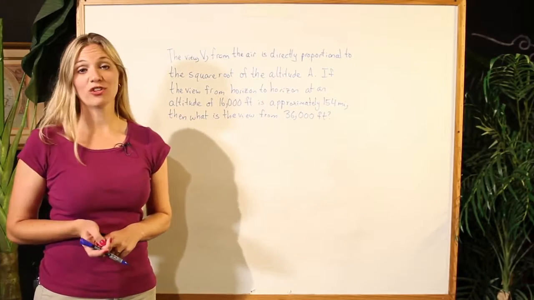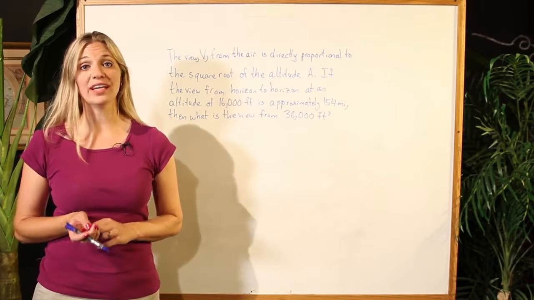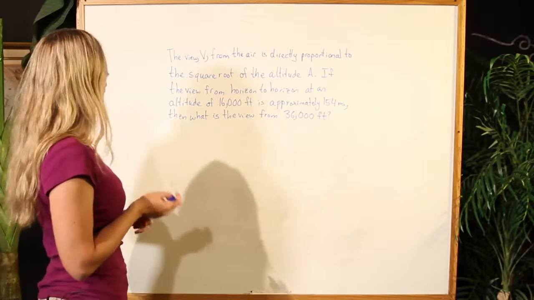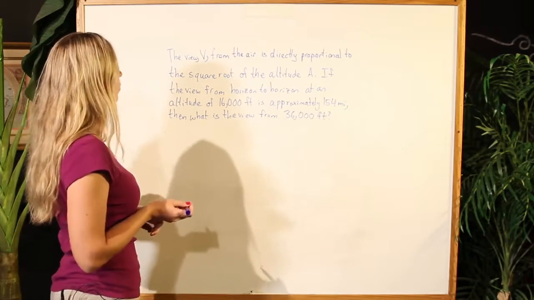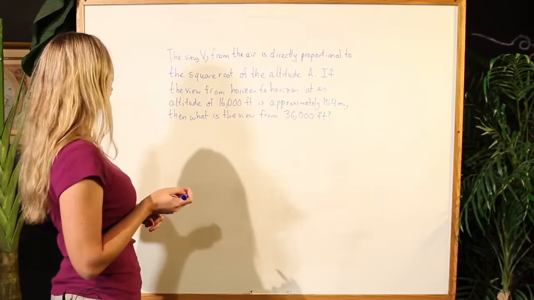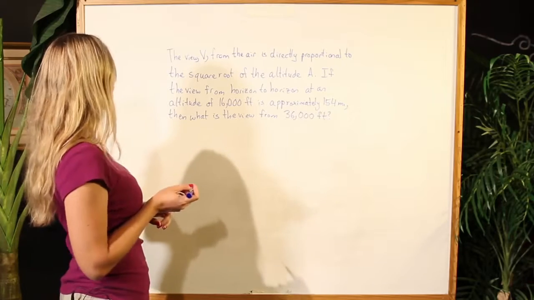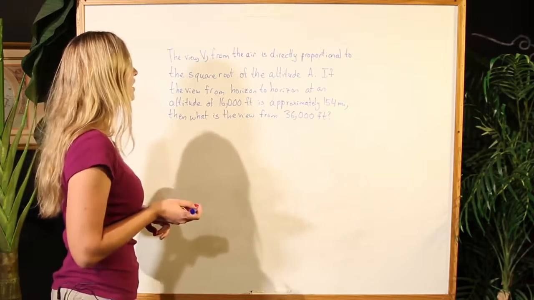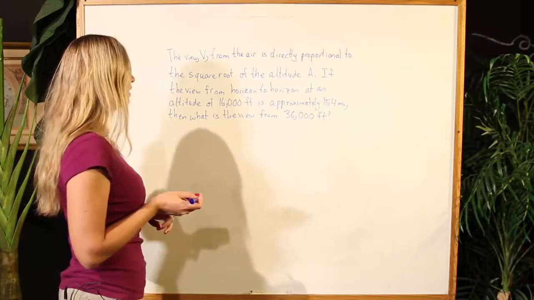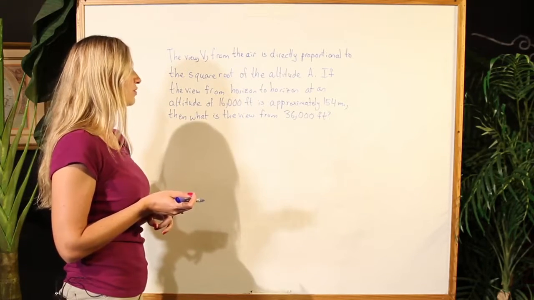In this application problem, we are going to use the variation modeling methods in order to solve. The view v from the air is directly proportional to the square root of the altitude a. If the view from horizon to horizon at an altitude of 16,000 feet is approximately 154 miles, then what is the view from 36,000 feet?